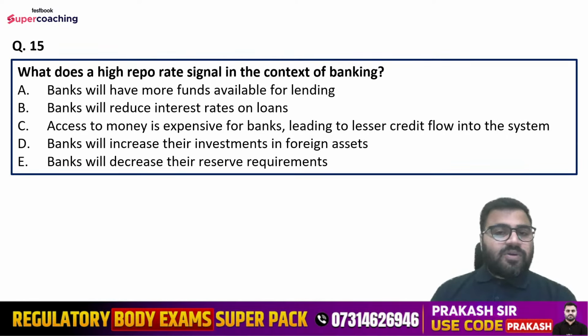Yes, friends. So Parth is saying option number C. Muthunav is saying option number C. Okay. So the right answer is option number C. That is, access to money is expensive for banks, leading to lesser credit flow into the system.